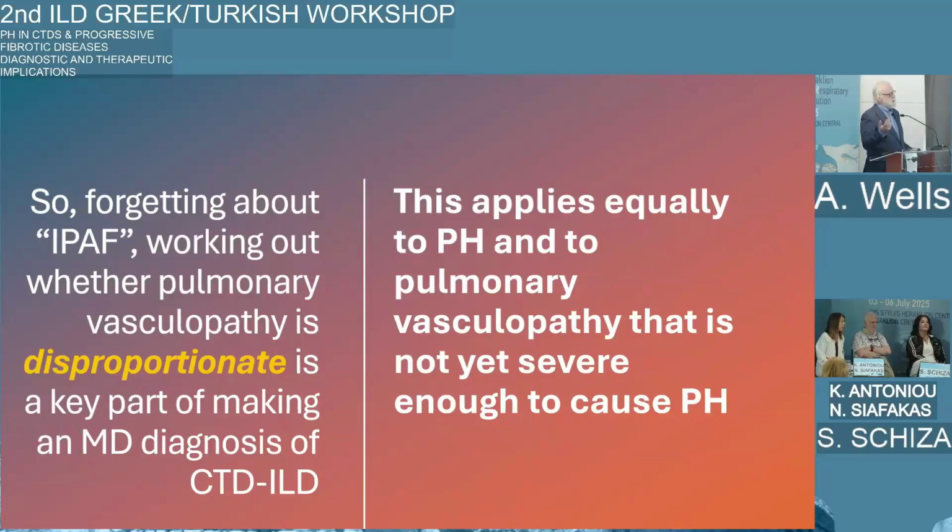And it does not consist of an inflexible FVC over DLCO, but understanding whether there is vasculopathy, which does not necessarily mean pulmonary hypertension, and then working out in multidisciplinary discussion whether it's clear, as it often is, that it's disproportionate.